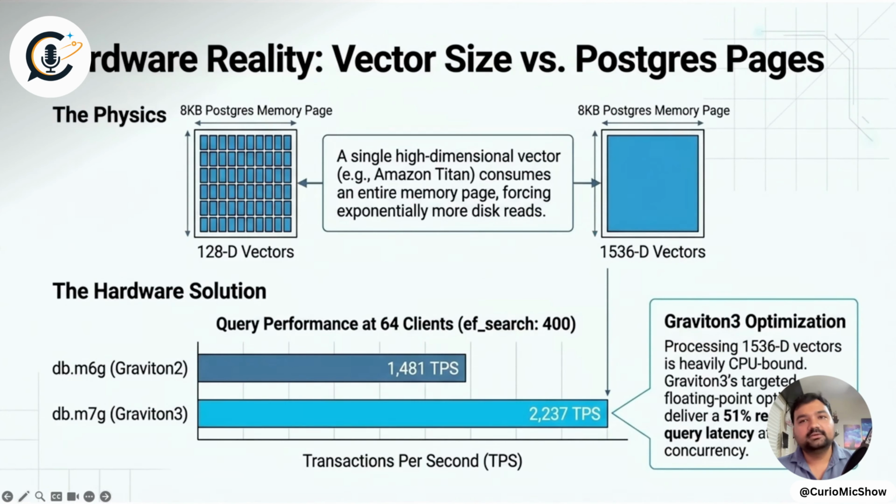So, hardware reality: vector size versus Postgres pages. Now let's talk about the hardware reality. Vectors are not free. A 1-dimension vector is relatively small, but 1536-dimension vectors can consume much more memory and may even take an entire Postgres memory page. That means more disk reads, more CPU pressure, and more latency.